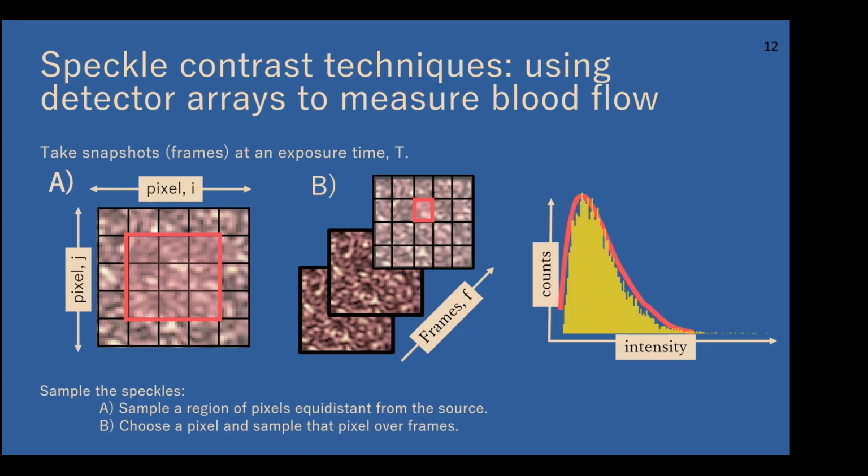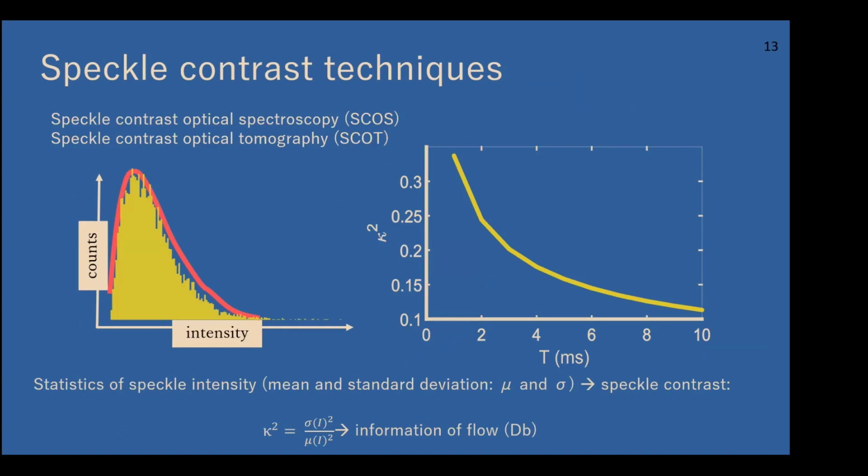So here you can already see that we're using detector arrays, and if we talk about CMOS cameras, we're talking about megapixel arrays. So we are increasing the number of detector channels in relation to DCS measurements. So what do we do with this histogram? Well, we calculate the standard deviation of the speckle intensity as well as the mean intensity of the speckles. And that ratio is equal to a parameter which we call kappa, or the speckle contrast. And in that is the information of the blood flow.